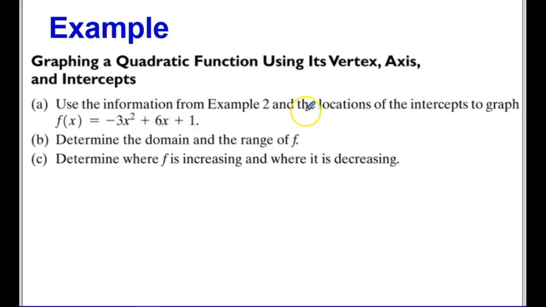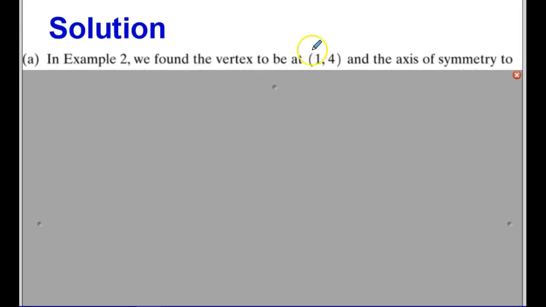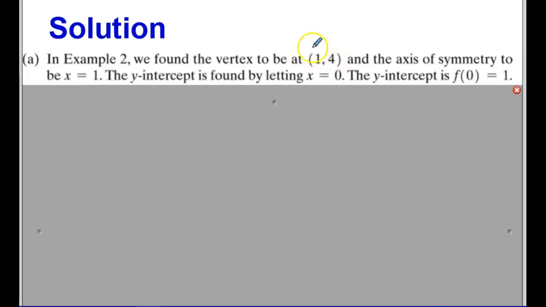So I want to find my intercepts. We found the vertex, I want to find the intercepts. Then we can look at the domain and range of this equation and then figure out where it's increasing and decreasing. Okay. So we found the vertex to be (1, 4).